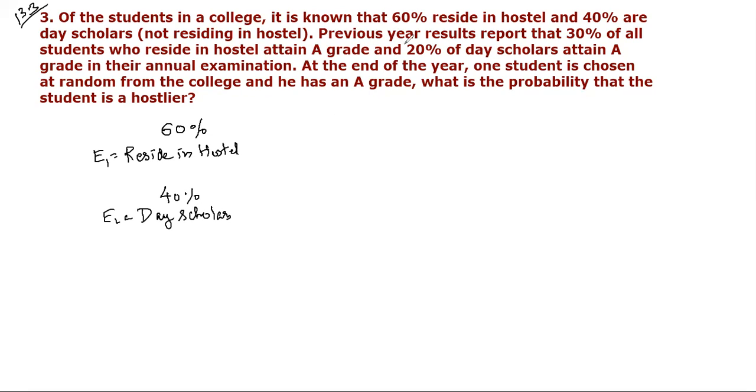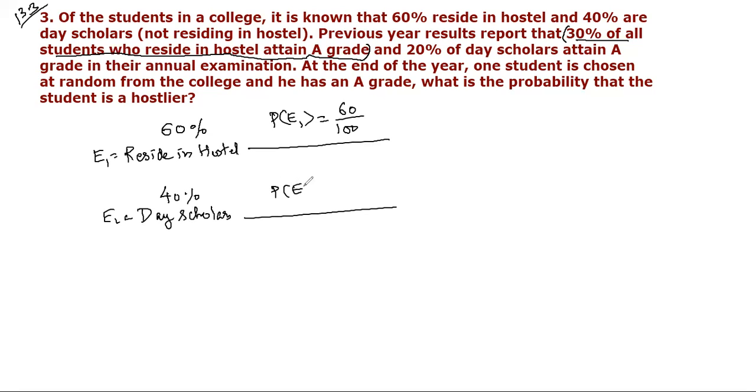Now previous year's results report that 30% of all who reside in hostel attain A grade. Till here, 30% who reside in hostel. So first of all, what will be P(E1)? 60%. That means 60/100. So P(E1) will be 60 upon 100. Similarly, the probability of day scholars will be 40%, that is 40 upon 100.